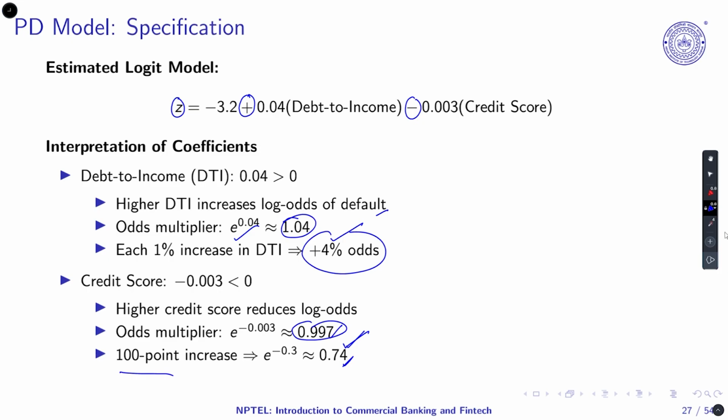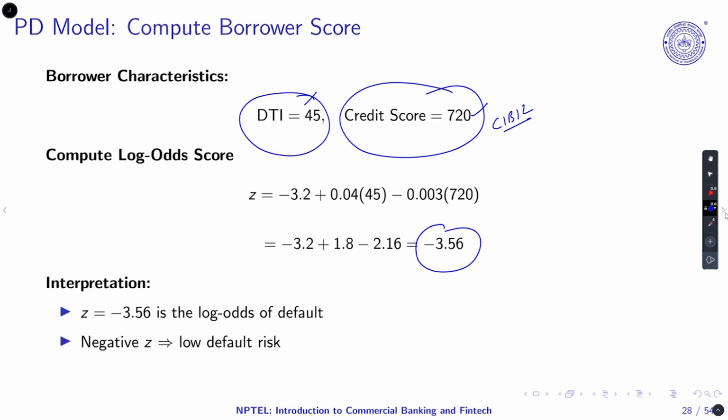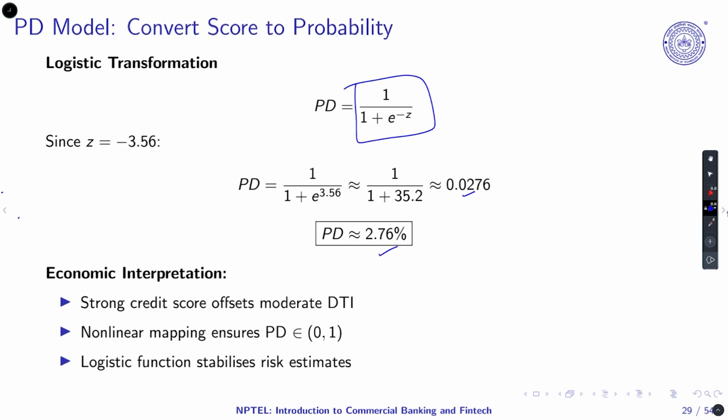Now once I have this particular setup, we can also go for building the model, and this is also very useful. Here we have DTI equal to 45, and the credit score equal to 720. So the log odds that we get here is the 3.56 that we calculated. Suppose I get 45 in a year or in a month, and here we have 720, so we get around minus 3.56. So the interpretation is the log odds of default.